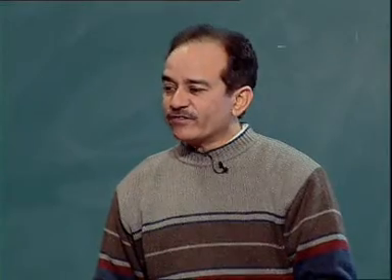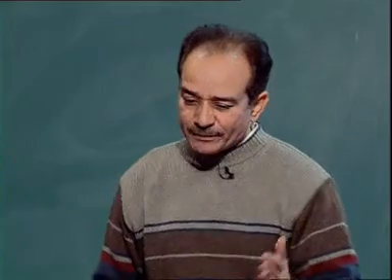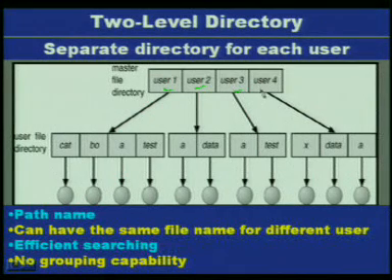Then one thinks of a 2 level directories. What we do is we think about a separate directory for each of the users. I say this is my user 1, user 2, user 3, user 4, these are the directories. Under user 1 I can create a number of user files or directories there.